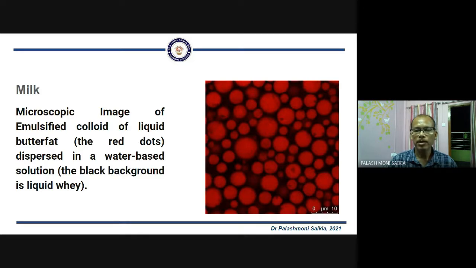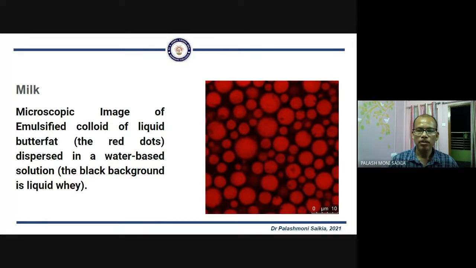So these colloids are really fascinating molecules, and they are the molecules that control our life, that control all our activities, because most of these particles are also biologically active molecules.